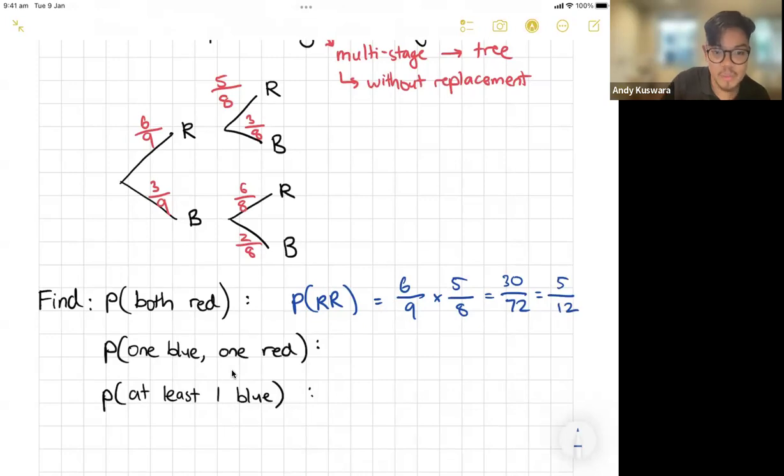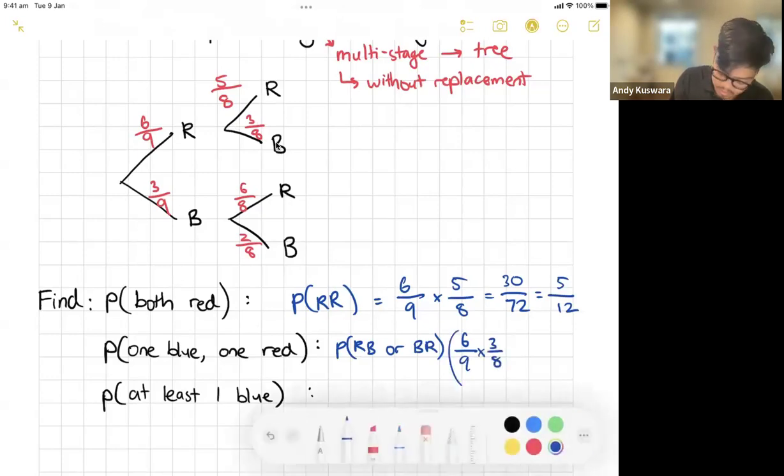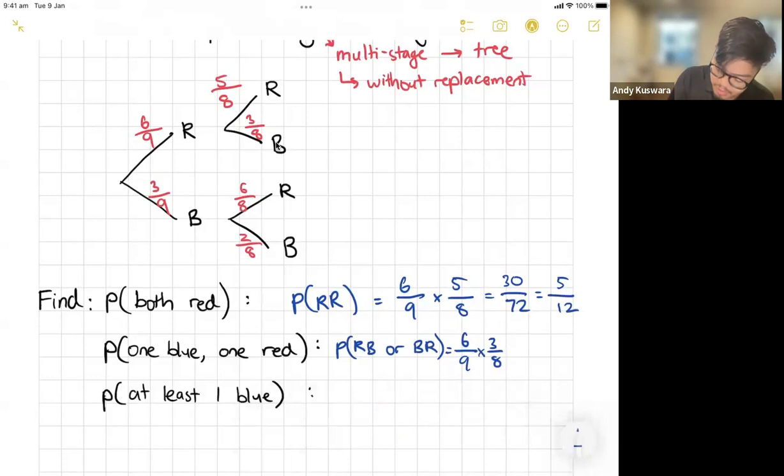Now, if I ask for the probability of 1 blue, 1 red, it's actually asking for red and blue, or blue and red. So it's one or the other. For this particular case, red, blue is 6 on 9 times 3 on 8. There's the first one. What we also need to do is add the blue, red. So blue and red is 3 on 9 times 6 on 8.